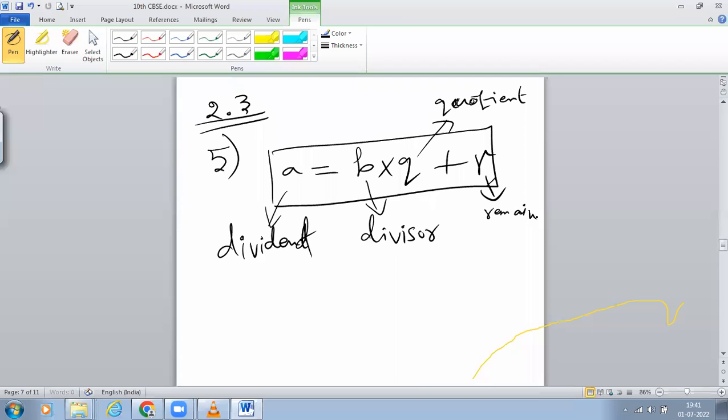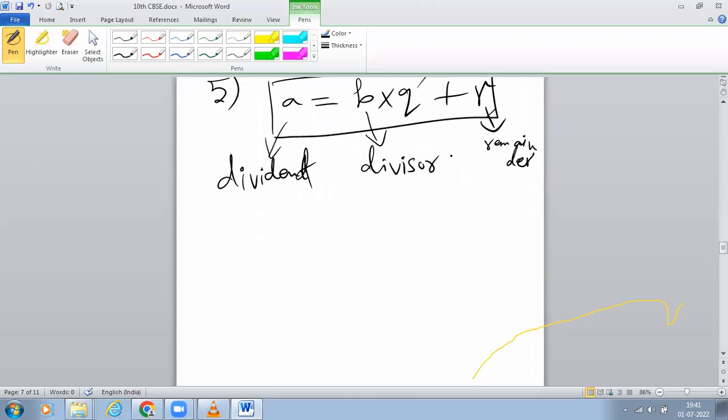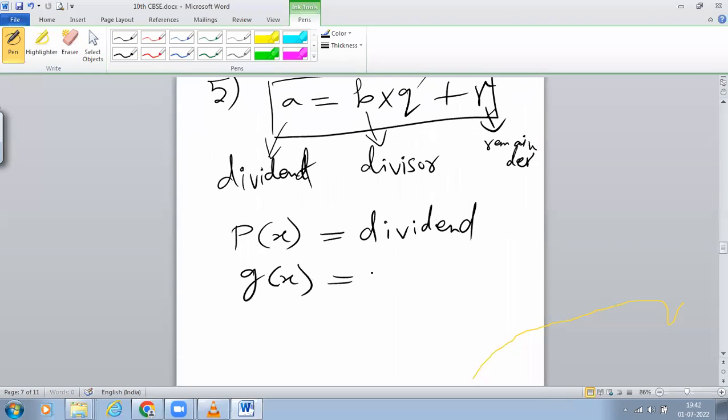This division algorithm is true for numbers as well as polynomials. Now, here they are asking us to use the division algorithm and find the values of p of x, q of x, g of x, and r of x. So first we have to know what is p of x. P of x is nothing but the dividend. And what is g of x? Divisor. G of x is the divisor.